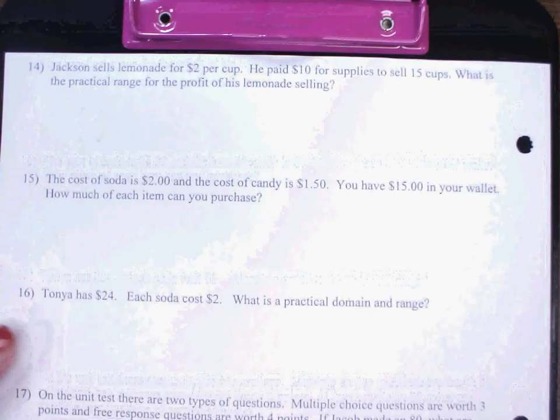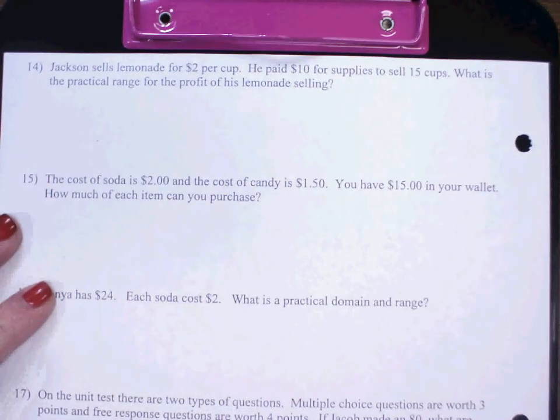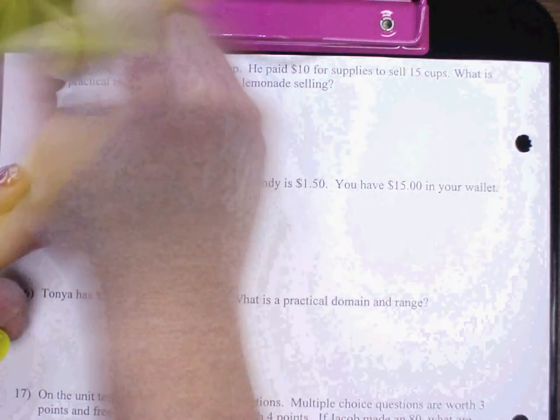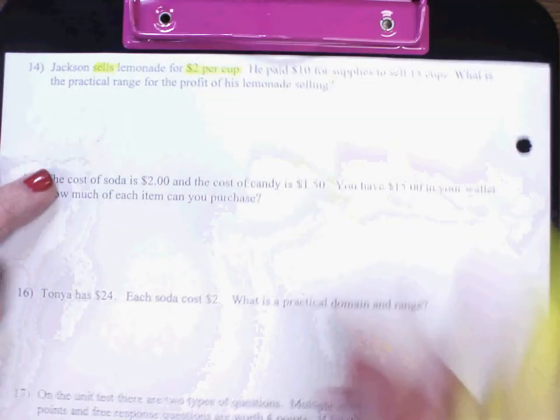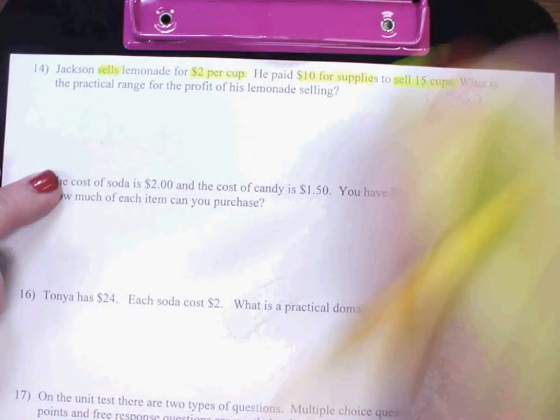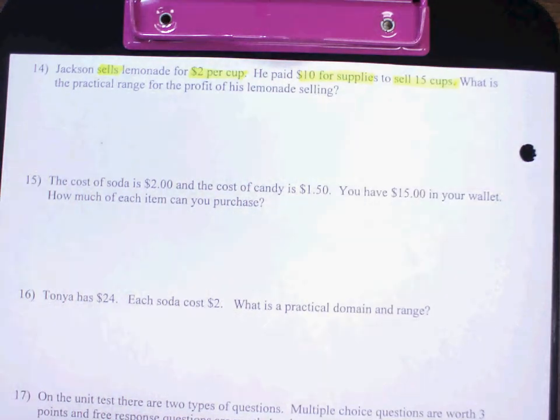Jackson sells lemonade for $2 per cup. He paid 10 for supplies to sell 15 cups. What is the practical range for the profit of his lemonade selling?